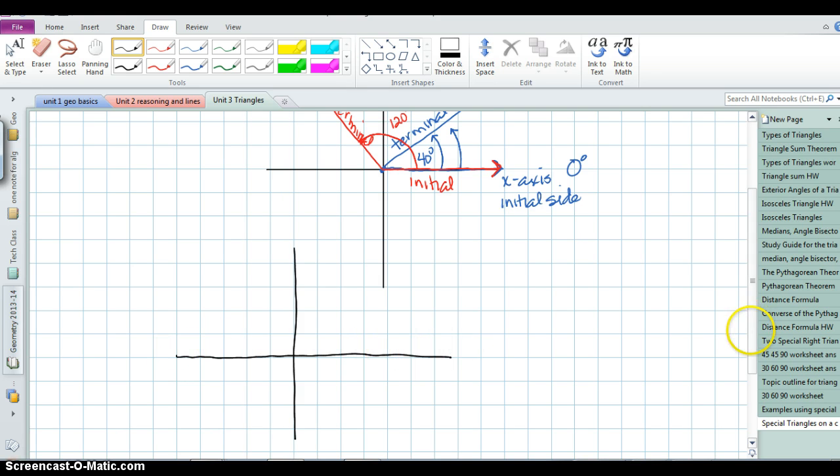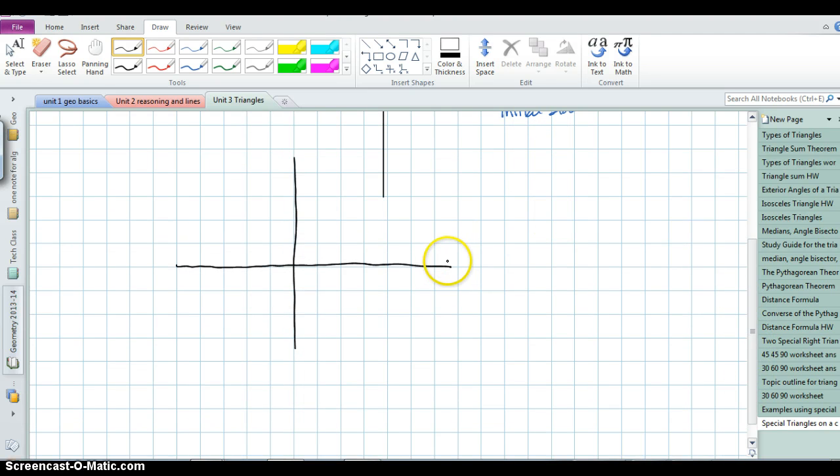Oh, wow, horrid. Sorry, my rays are a mess on this angle. Let me see if I can clean that up. That's going to bother me. Yeah, it's a little bit better.